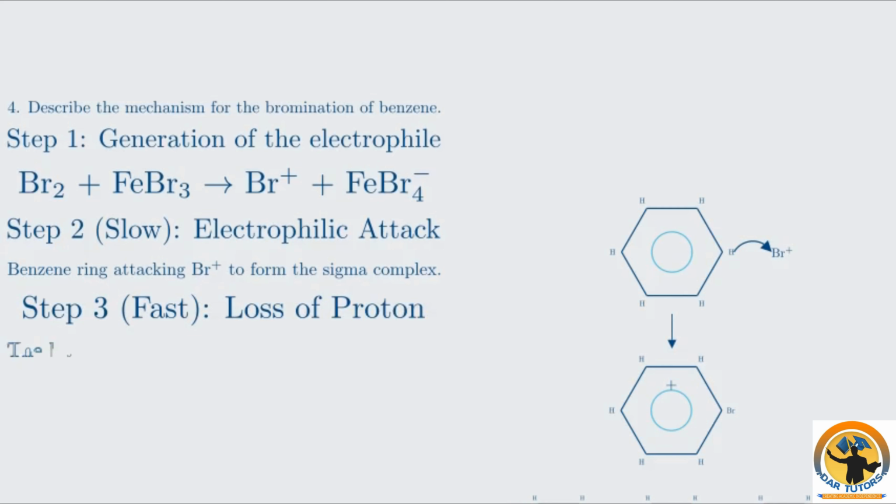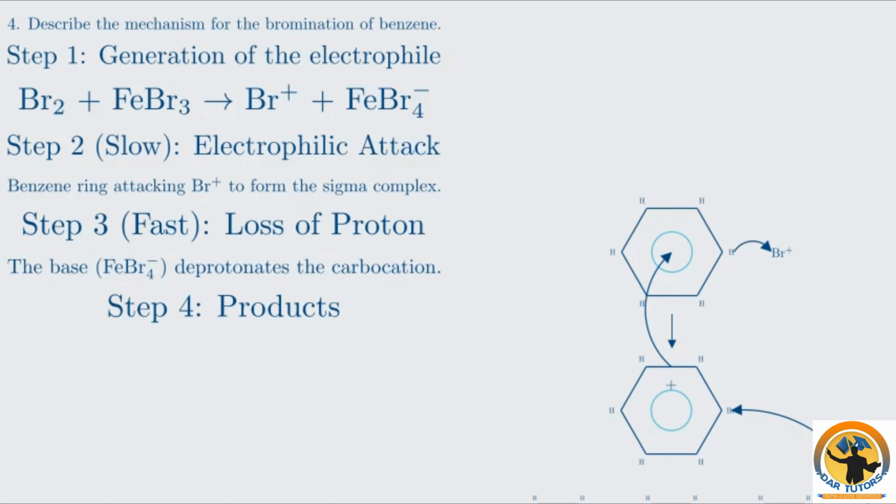Step 3 is fast. The complex anion, FeBr4-, acts as a base. It deprotonates the carbocation intermediate, removing a hydrogen atom. The electrons from the C-H bond flow back into the ring, restoring the aromatic stability. The products are bromobenzene, hydrogen bromide, and the catalyst iron(III) bromide, which is regenerated.